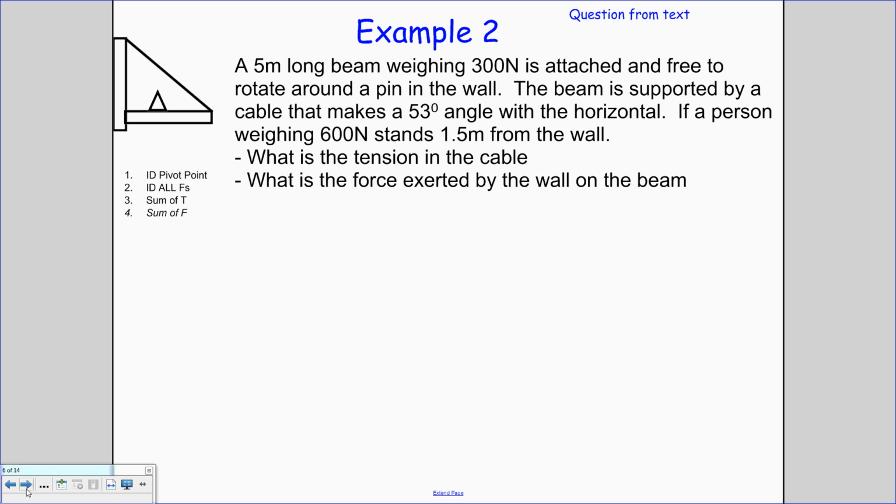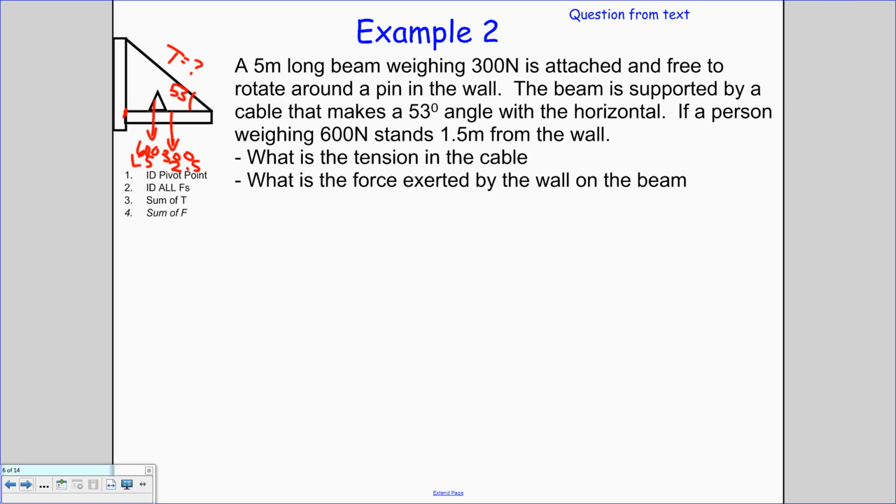All right, here's a nice fun example, and we're going to go through our steps to solve it. So I have a 5-meter long beam. It weighs 300 newtons. So the beam itself has a force of gravity of 300. It's attached to the wall, free to rotate around the pin. The beam is supported by a cable, makes 53 degrees. That's our good angle. And if a person weighing 600 newtons stands 1.5 meters. So 600 newtons, 1.5 meters. Okay, and that 300 newton beam, if it's 5 meters, that center of mass is at 2.5. So we can get all that done.